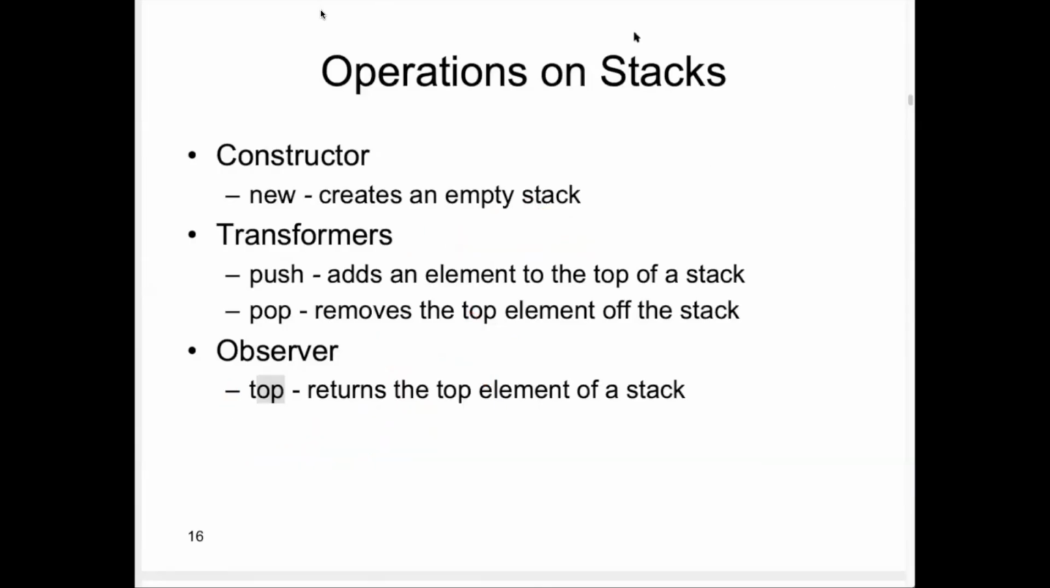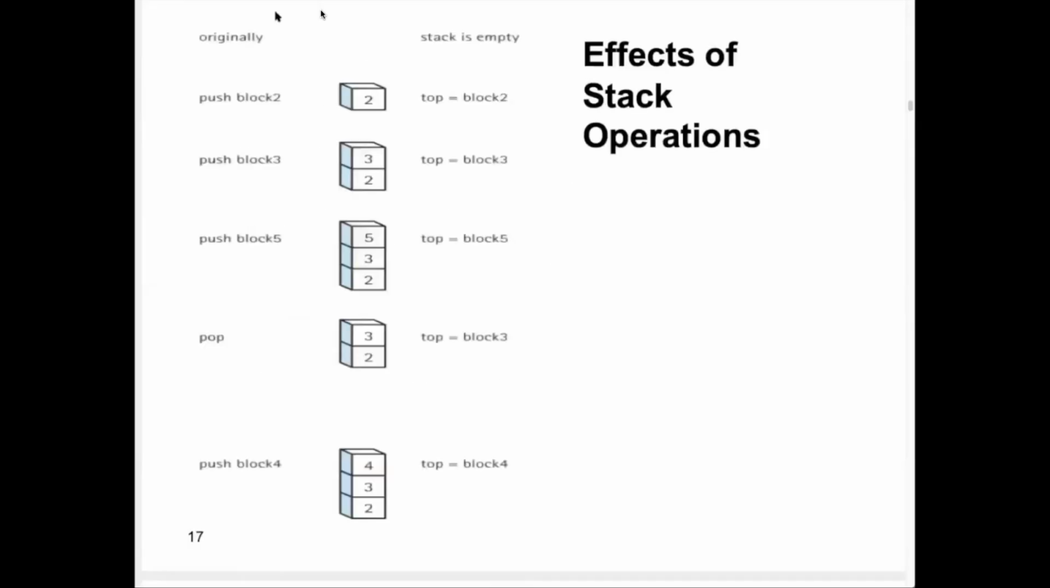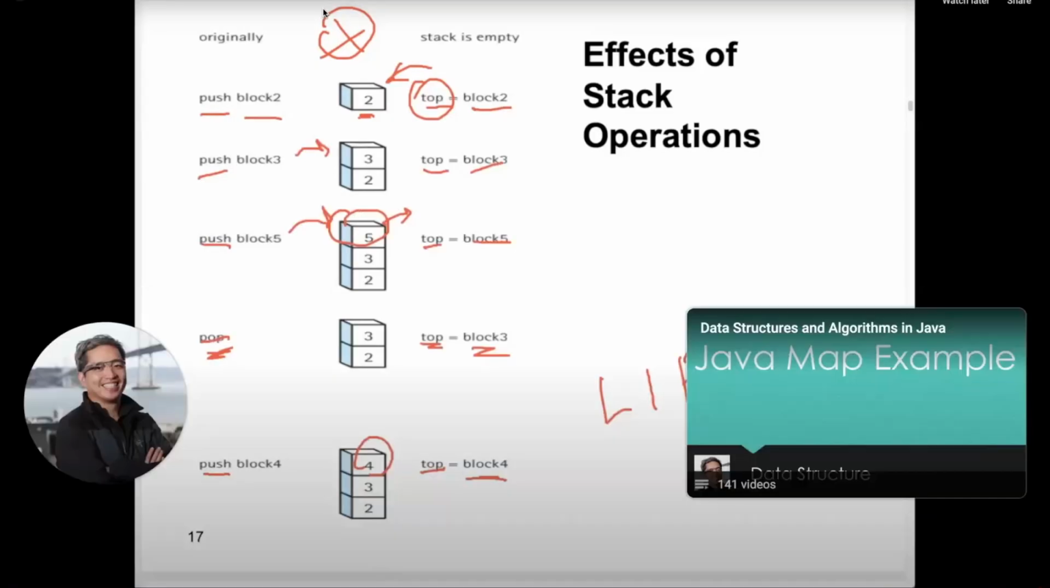So let's move on to the next one. The effect of a stack is, you start up with, let's just look at the top one. There's nothing here. The very first element gets in when you push block 2 into it. So top becomes block 2. So top always points to the top of the stack. This is an observer. Push and pop, these are transformers. So we keep pushing stuff into it. The newest is the first to go out, last in, first out. So bear that in mind.